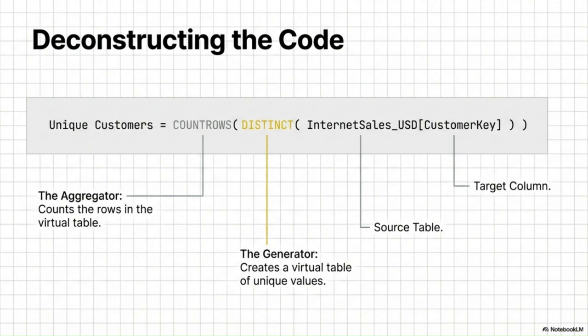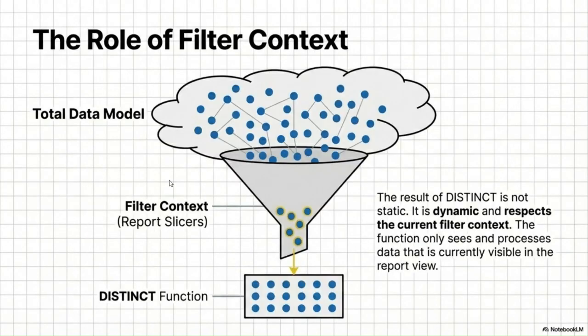Let's break down the measure into parts. COUNTROWS acts as the aggregator, it counts the rows, and DISTINCT acts as a generator, it creates a virtual table. And the inner argument is simply the source column. Understanding this separation helps you debug complex DAX formulas much faster.